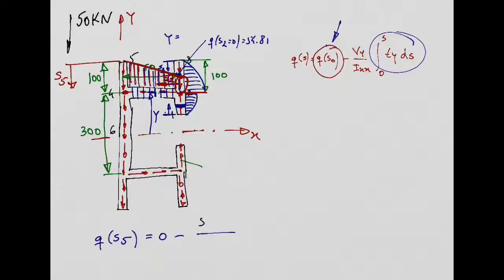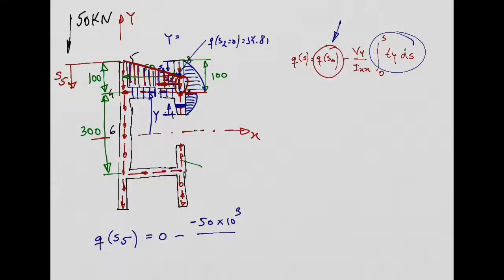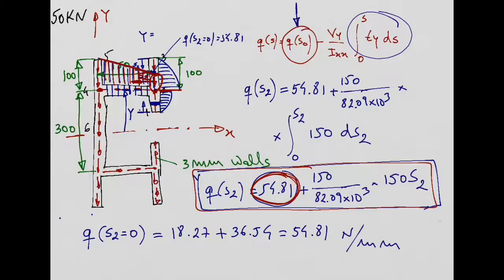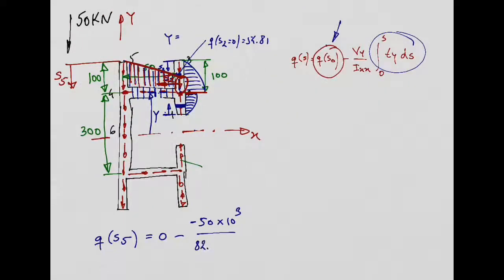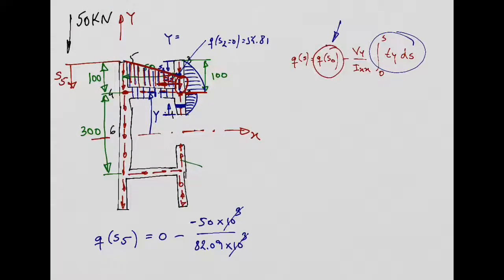The transverse shear force is 50 times 10 power 3, 50 kilonewtons. So it should be minus 50. The second moment of area we calculated last week is 82.09 times 10 power 3. So this cancels with this, right? Oh, I think I'm doing something wrong here. Oh, yeah. Because second moment of area is not power 3, it's power 6. Right?